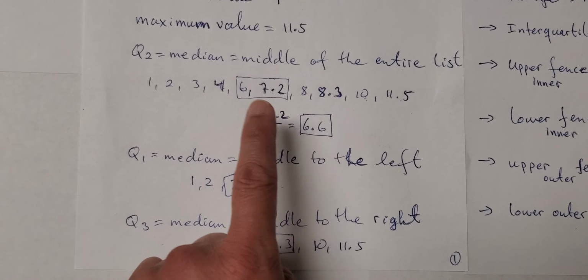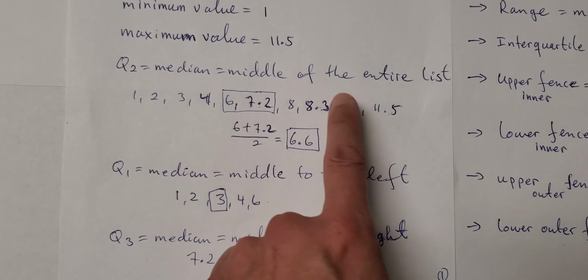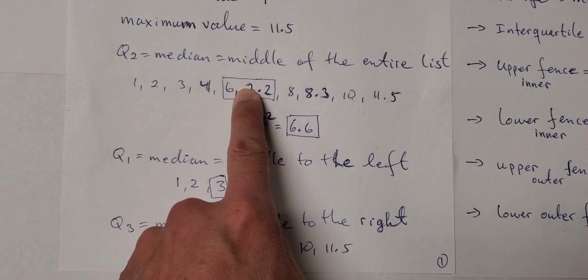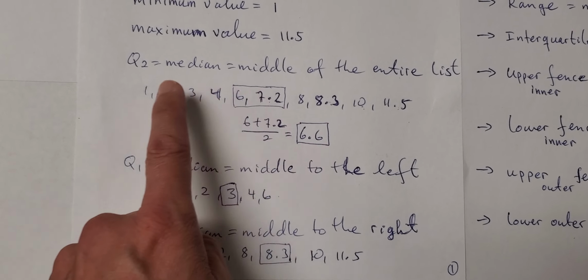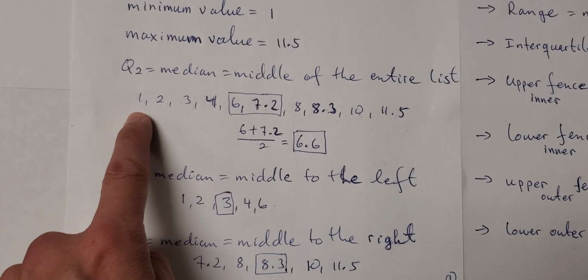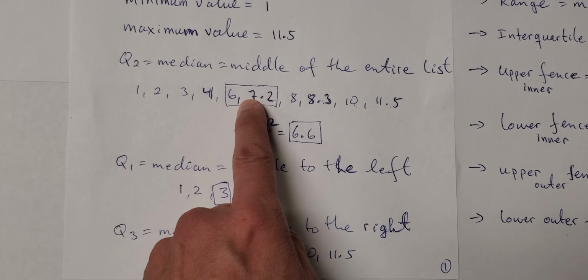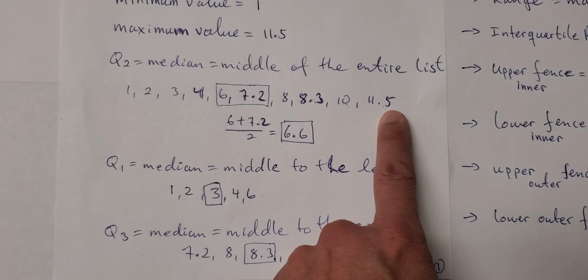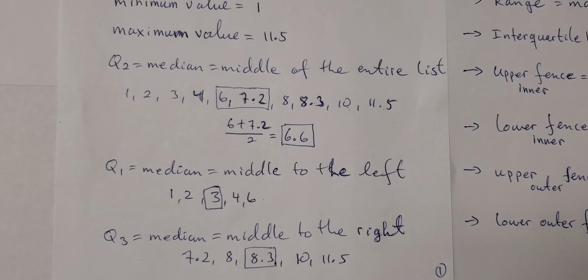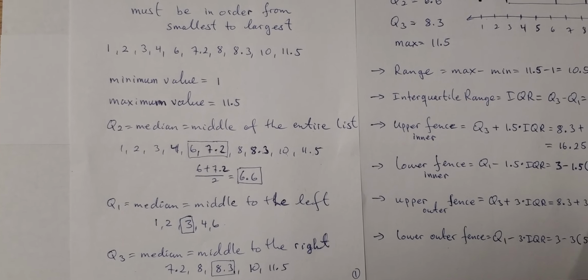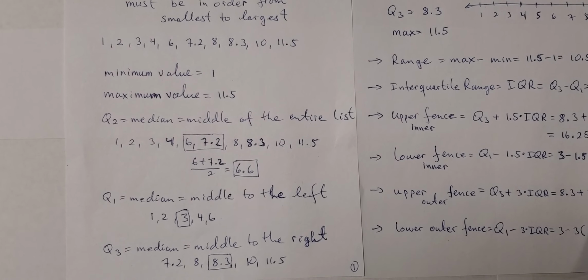Okay, one more time. Q2 is the middle of the entire list. Q1 is from the middle, which is Q2, all the way to the left side. Q3 is from here all the way to the right side. Okay, so this is the 5-number summary that you must have from the list.